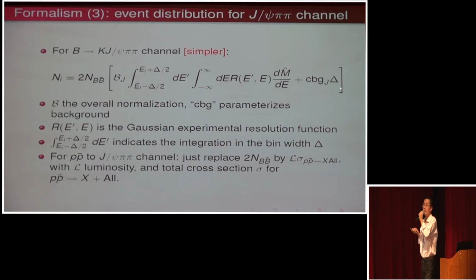And C_BG is the background. We just use a linear background in the short range. And here the R function is the Gaussian resolution function used by the experiment. Here we also include the beam width effect. That is, all the experimental details are also considered by us. And for the p p̄ to J/psi channel, you just replace this event number by the partial cross sections.